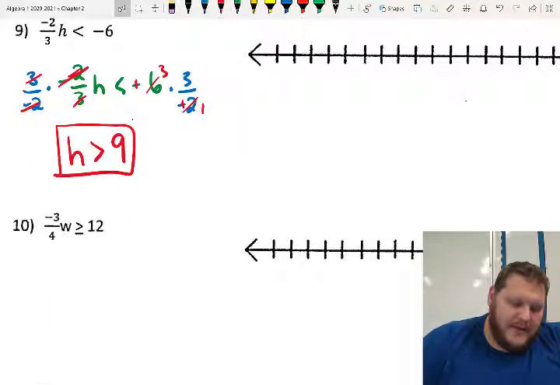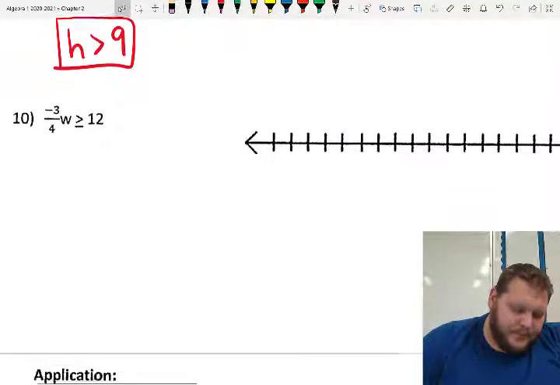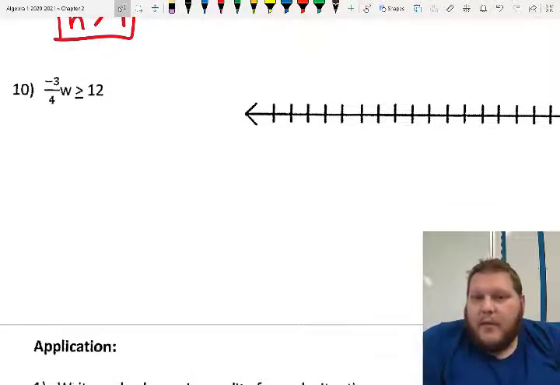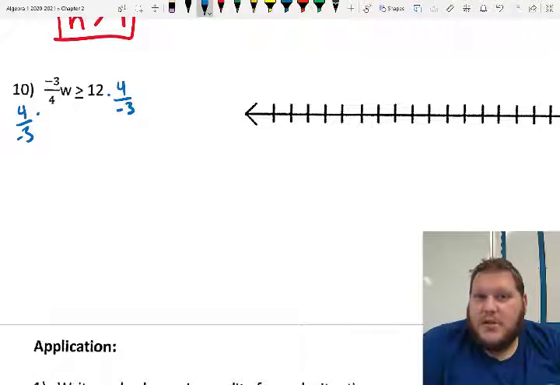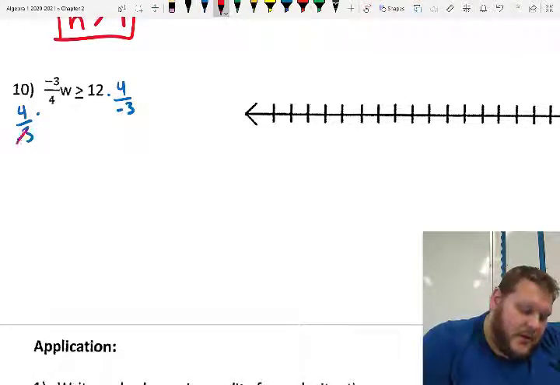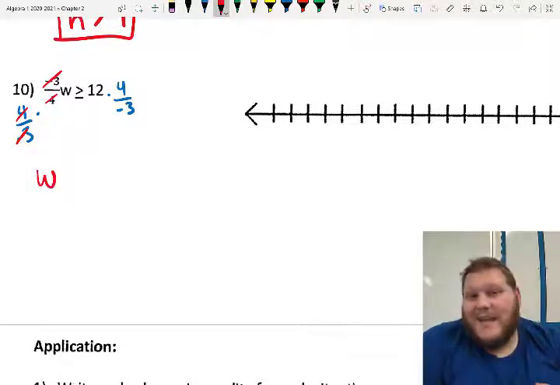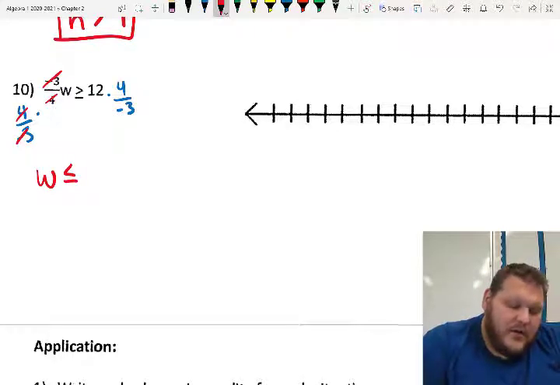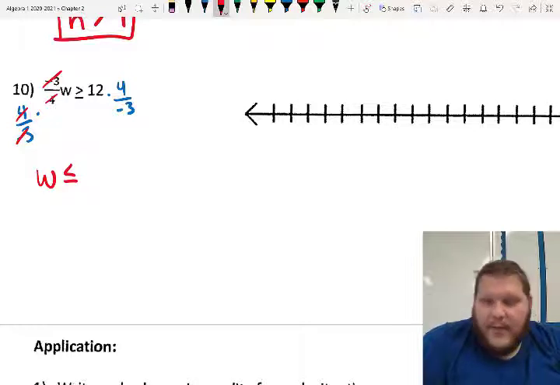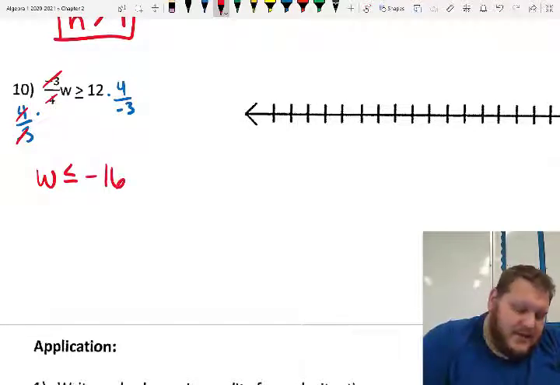I want to do one more problem like this just by itself. All right, so for number 10, now we've got negative 3/4 times w is greater than or equal to 12. So again, if I'm doing that same process, I'm going to be multiplying 4 over negative 3 on both sides because I'm just taking that original fraction and just flipping it over. When I do that, my negative 3's cancel, my 4's cancel, I've just got w. It was a negative number I had to multiply by, so less than or equal to. And then here, 12 times 4 would be 48, divided by negative 3 is a negative 16.